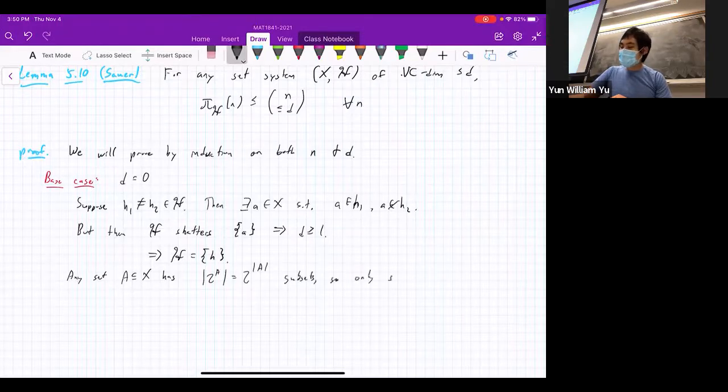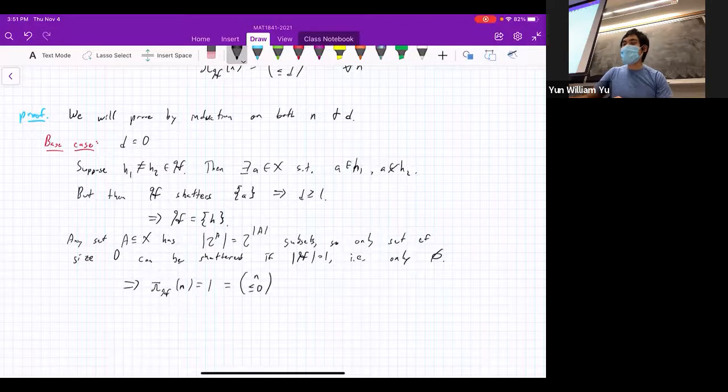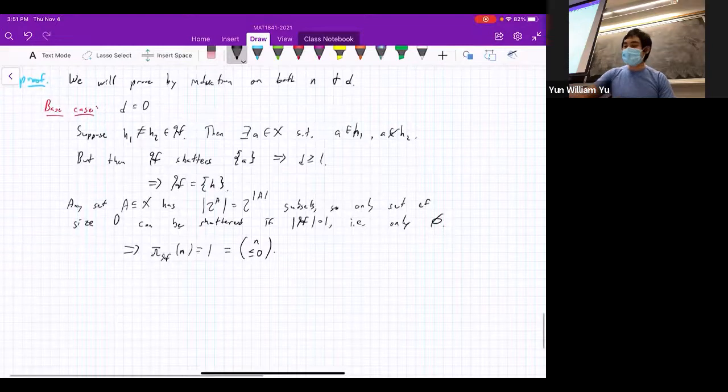So only a set of size 0 can be shattered if we know that H is equal to 1, i.e. only the empty set. Which of course implies that pi H of n is equal to 1. And 1 is equal to n choose less than or equal to 0 elements. Okay, so that was an easy base case.